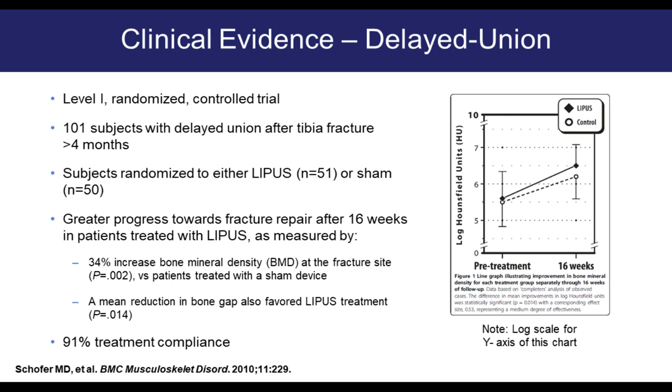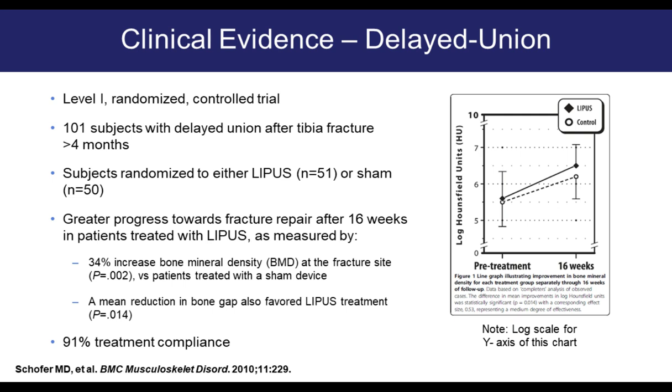So that's 101 patients with delayed union after tibia fracture, so that's after, I said 3 months, so that's after 4 months. And they were randomized to either LIPUS or sham for the period between being defined as a delayed union and when they would be defined as a non-union. And the study outcomes were to look at bone mineral density and bone gap. It was not union. This is what they decided to look at.